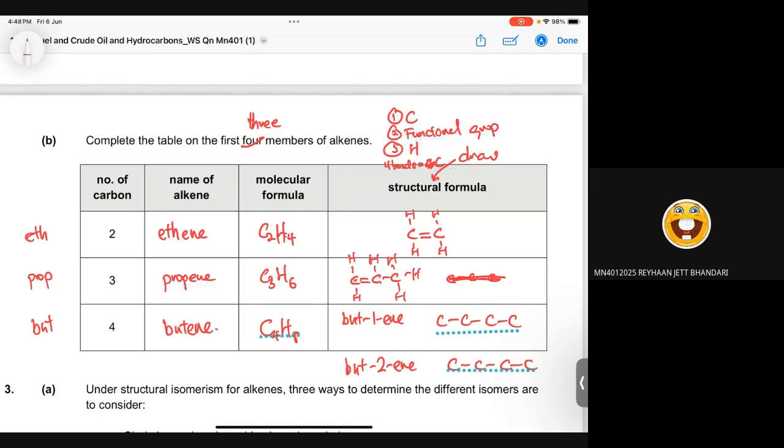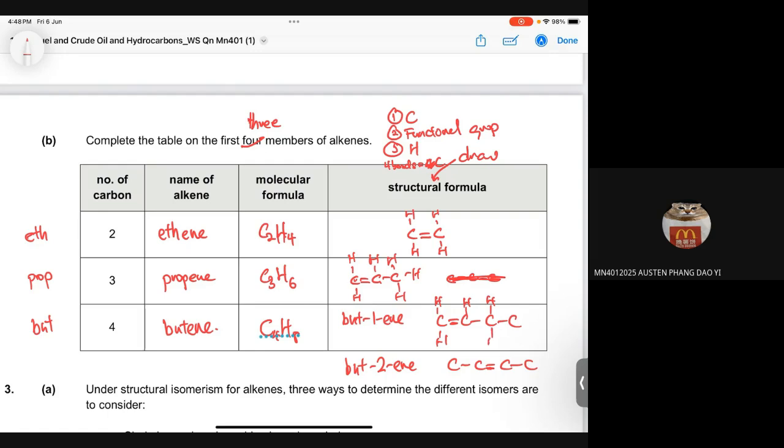Is it the first one? Between the first carbon and the second carbon? Yes. Okay, so between the first and second carbon. Then how about but-2-ene? Between the second and the third carbon, the middle bond there. So this is but-1-ene, that's but-2-ene. Okay, so take note of this. After that, I'm just going to complete it with H.